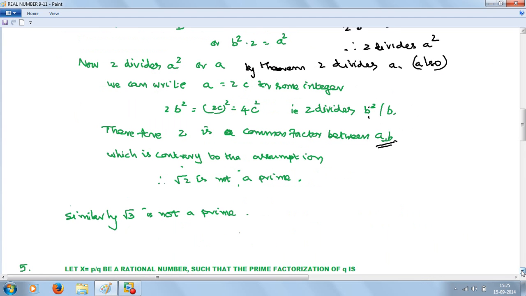Similarly, we can prove root 3, root 5 is not rational like that. The similar proof, just try to apply it yourself, it will be very clear. First, we have to assume the contrary, but we will find that 2 is a common factor for both a and b. Therefore, our assumption is not correct.